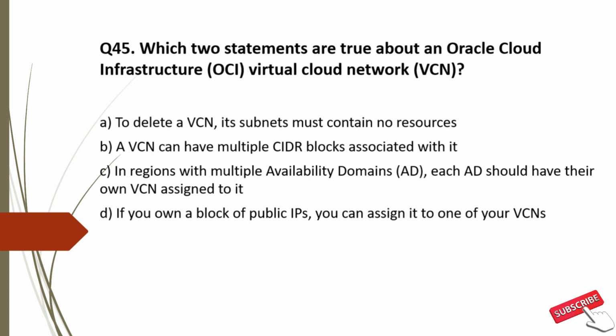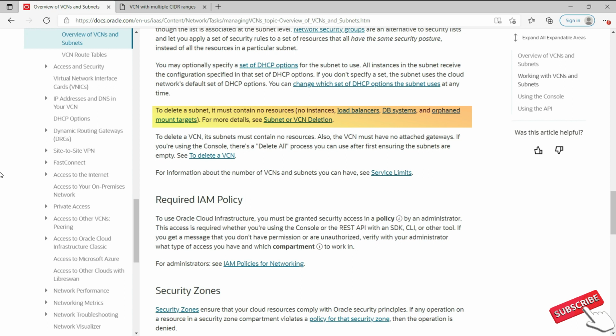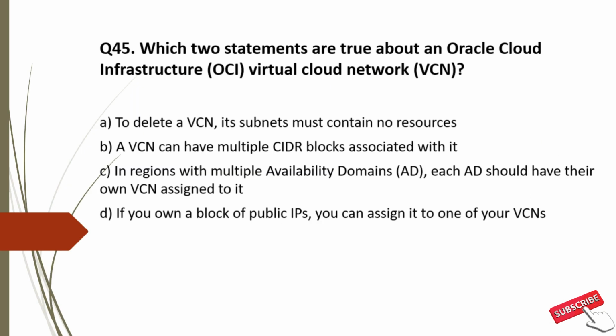Now analyze the options. Option A. To delete a VCN, its subnets must contain no resources. This is correct. If any resources is associated with a subnet, you can't delete the VCN. As per OCI doc, to delete a subnet, it must contain no resources. So option A is correct.